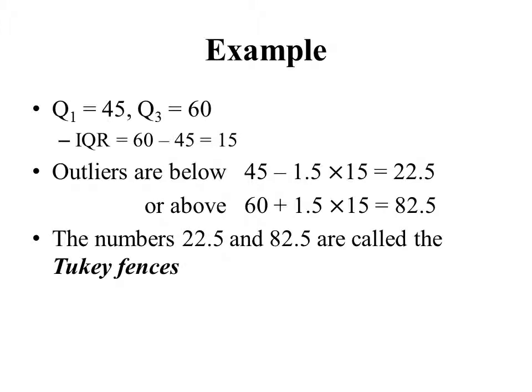Now these two numbers, 22.5 and 82.5, are what the book calls the Tukey fences. Tukey is the name of a famous statistician who lived in the early part of the 20th century. I mention this term simply because it's fun to say the word Tukey.